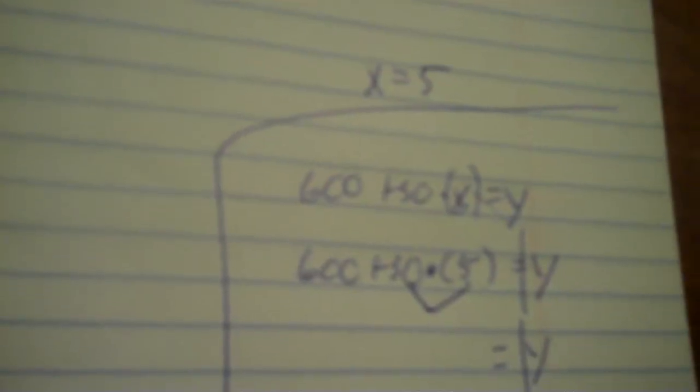So then I have plus and times. I'm going to want it times first. 30 times 5 is 150. So we have 600 plus 150. And then 600 plus 150 is 750. So that's your answer, $750.